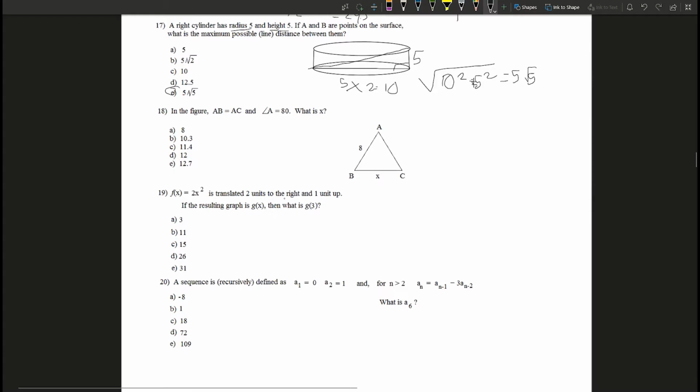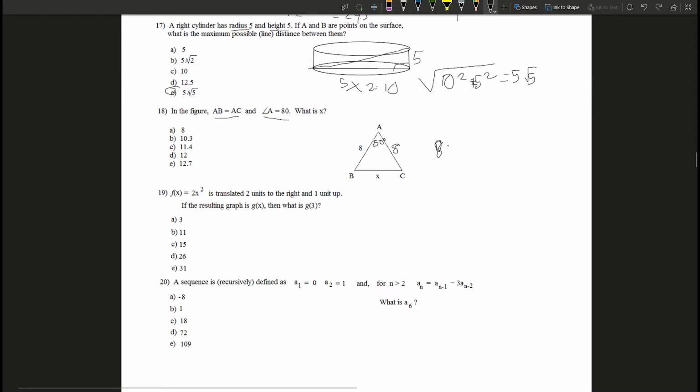So number 18. In the figure, AB is equivalent to AC, and angle A is equal to 80. So what is X? All right, so it tells us that angle A is equal to 80 and that AB is equal to AC. This is going to be 8. So we know now that since these sides are both equivalent, these angles are also going to be the same. So we can write out a formula here.